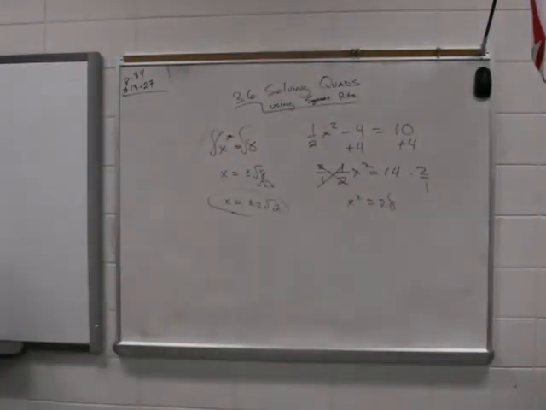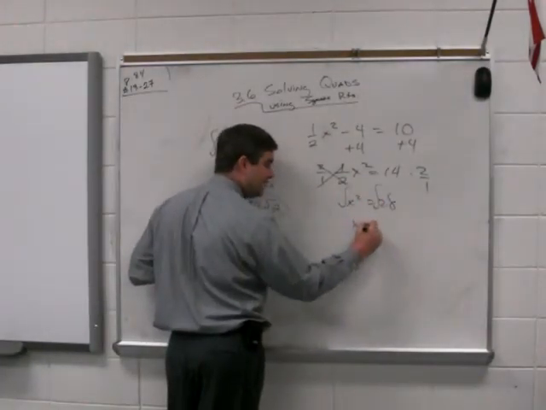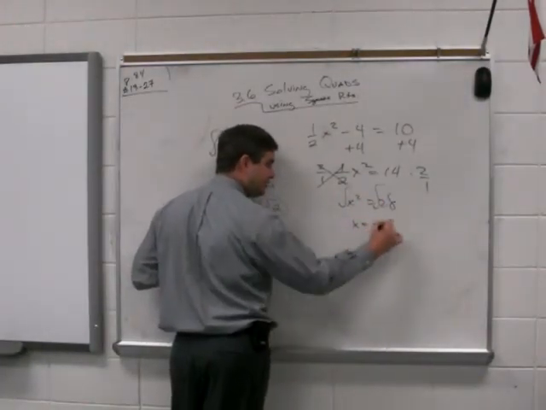Now what can I do? I've done all that work to do what? Square root both sides. And what do I have to remember to do when I square root both sides? Plus or minus. I cannot forget the plus or minus, because if I forget, I only get half the answer. Square root, x equals plus or minus 2 root 7.